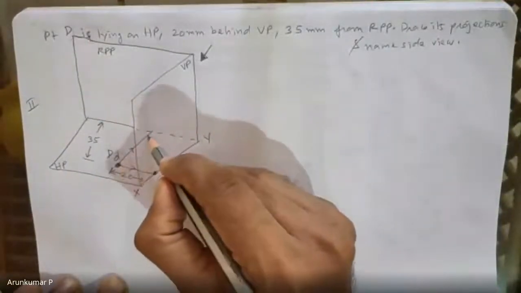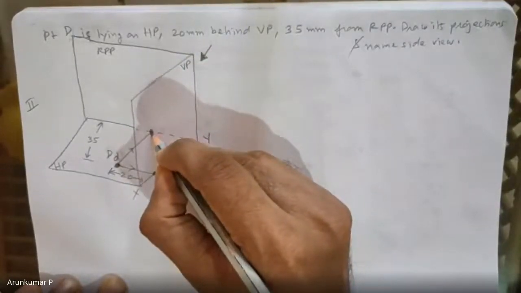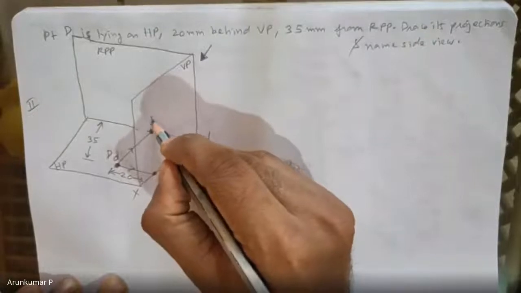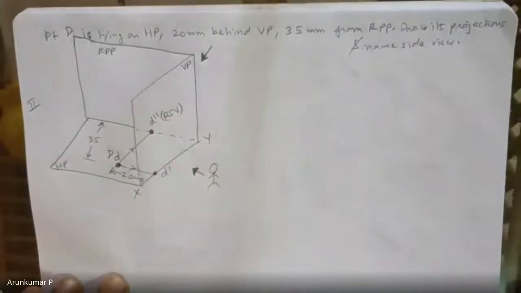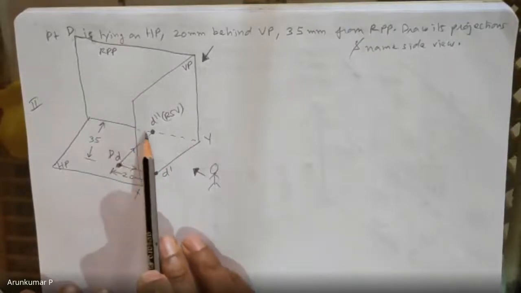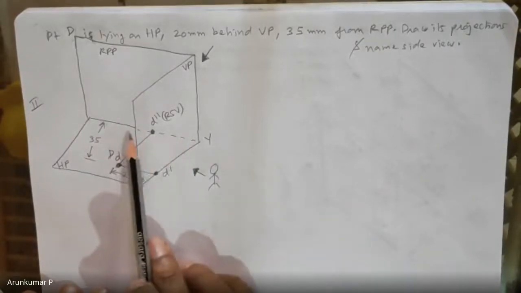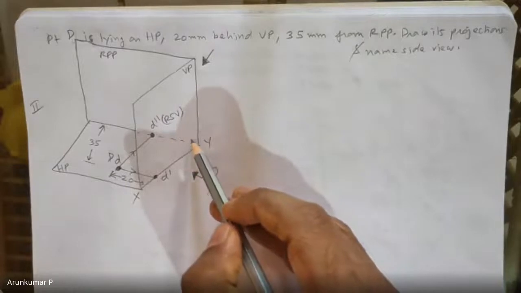So when you do that, this is what happens. You are going to get the projection of the point D on RPP, and this point here is the side view, which is the right side view on the right profile plane. Now, where do you think this D double dash, the right side view, is falling? It is an extension of the XY line.